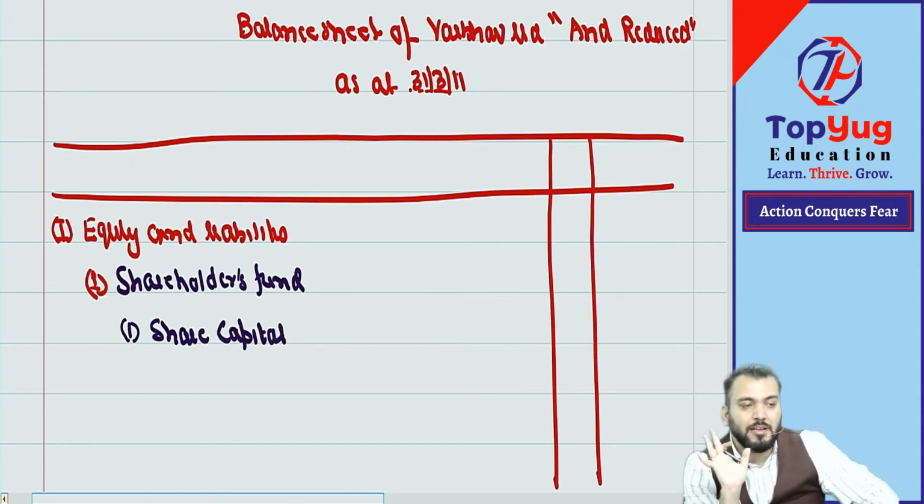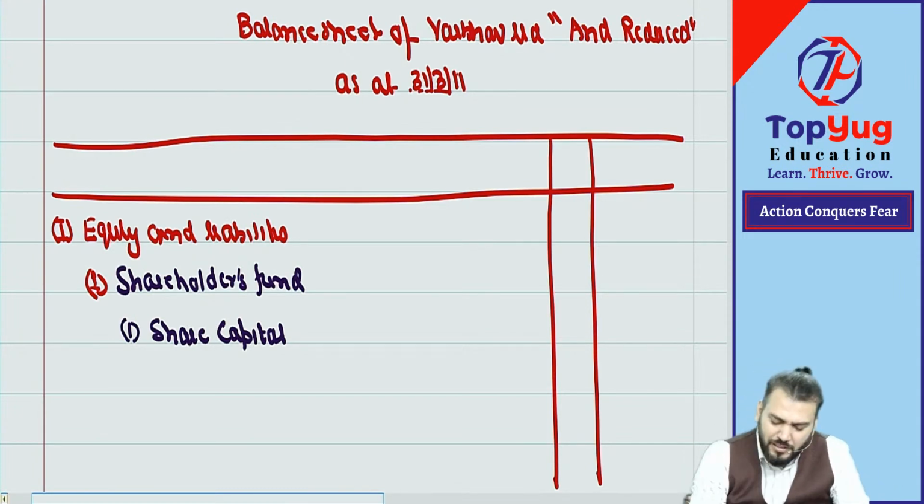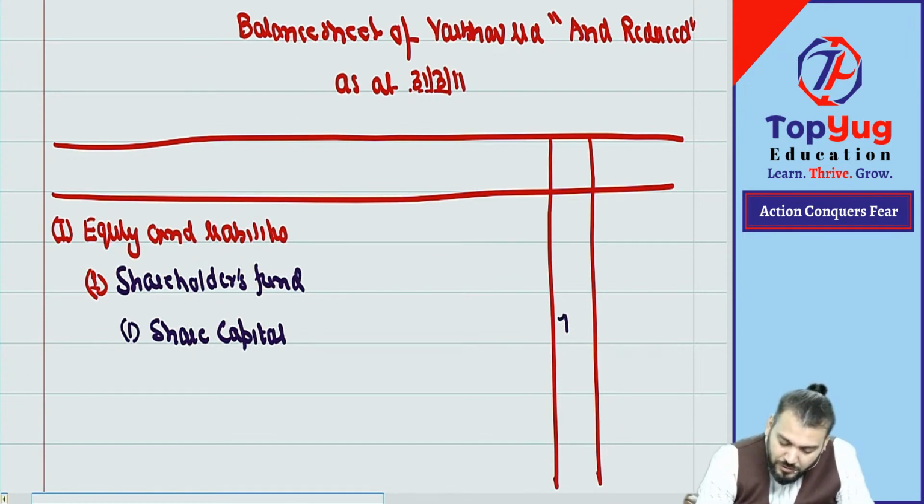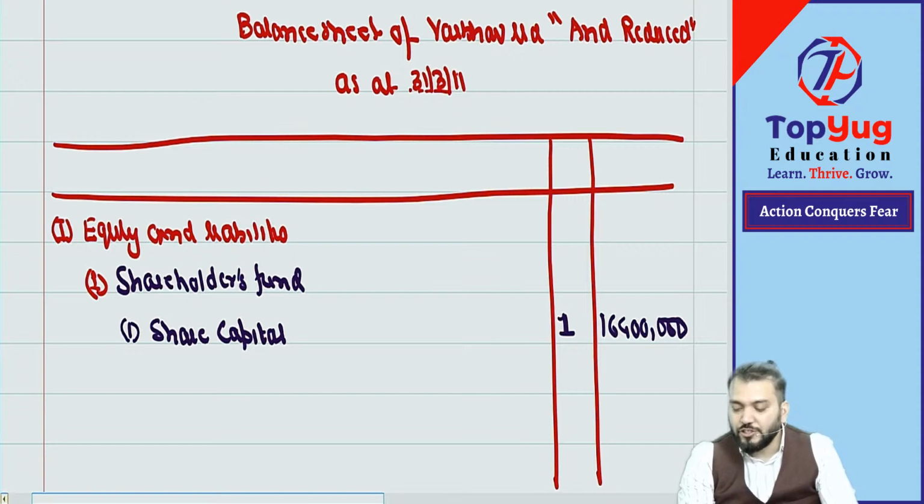New equity share capital how much? 80 lakh. Then new preference share capital how much? 60. 80 plus 60, how much? 140. And there are some equity shares issued to the creditors. How much? 24 lakhs. So 140 plus 24 means 164 lakhs. You can do it in this way. Just give note number 1. 1 crore 64 lakhs. Understood?